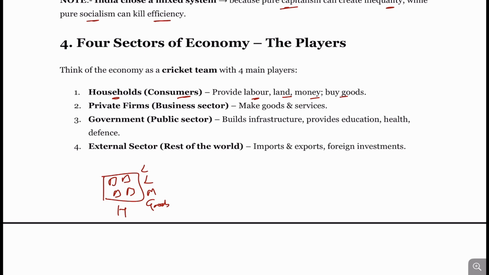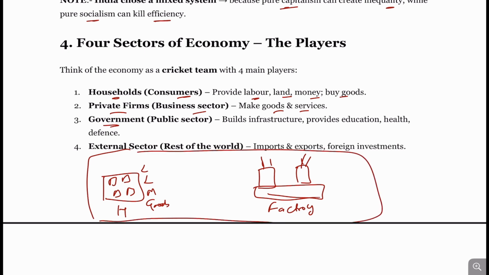Another sector will be the private firms, that is the business sector, which will be making goods and services. Suppose this is a factory, so this factory will be making goods. Another sector will be the government sector. Now government is very important because it will be controlling both sectors, and it will be providing basic infrastructure, education, health, defense, etc. Basic needs of the people will be covered by the government.